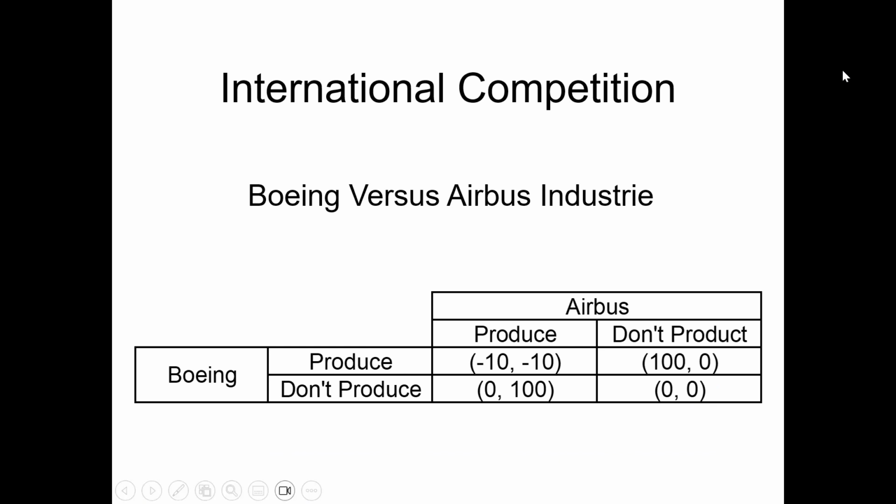And here we can see international competition, Boeing versus Airbus Industries: whether to produce or not to produce. If they both produce, they might have -10 each. You can have 0 and 100 if Boeing doesn't produce and Airbus produces, and if Airbus doesn't produce and Boeing produces, you can have 100 and 0; if neither produces, you have 0 and 0. Just an example for you to understand. Thank you, students.